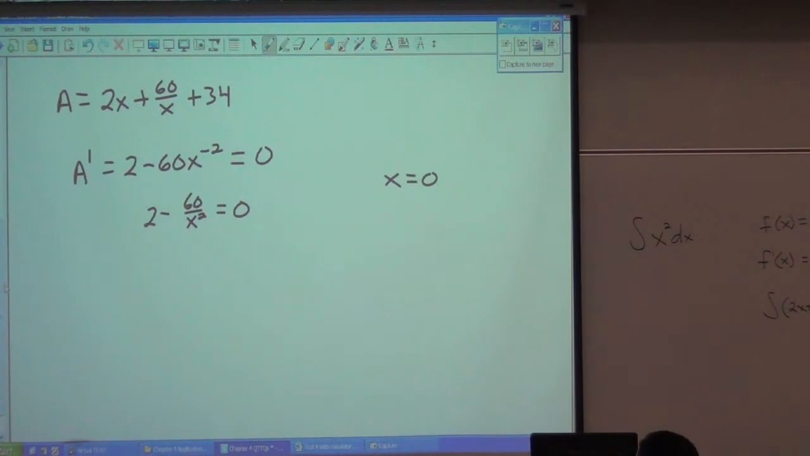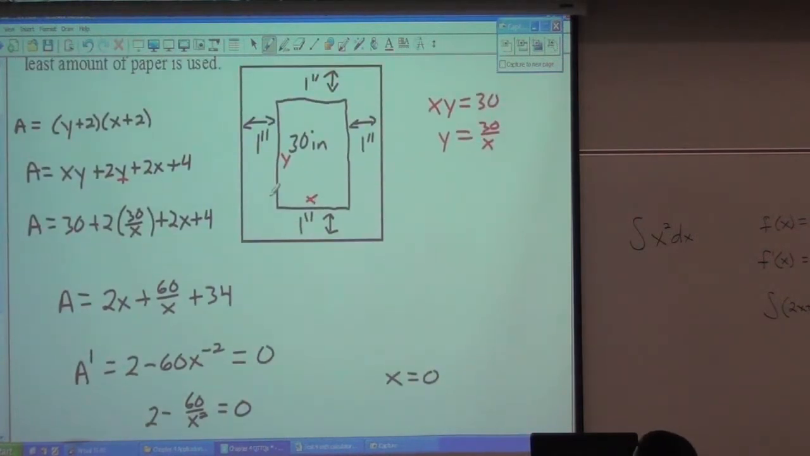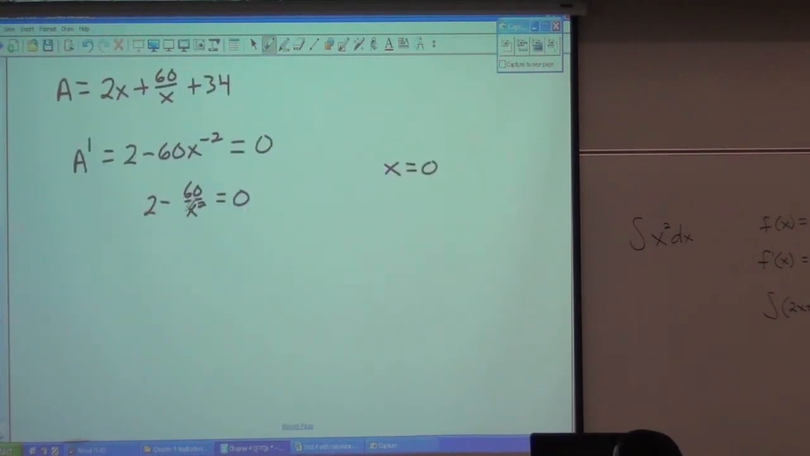What do you think 0 for x gives us? If this is 0, then we have nothing, right? It's a minimum. So then if we take this over here, we get 2 equals 60 over x squared. Cross multiply, 2x squared is 60. Divide by 2, x squared is 30. So x is plus or minus square root of 30. Hopefully it's not minus 30. You can't have negative, so it's square root of 30.